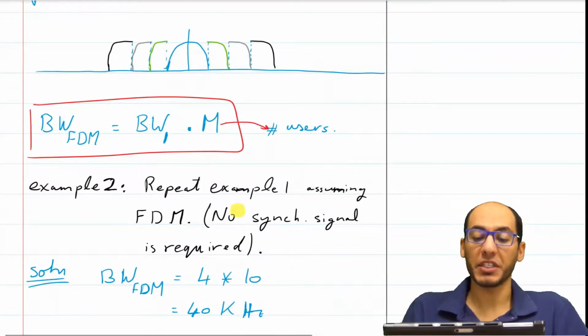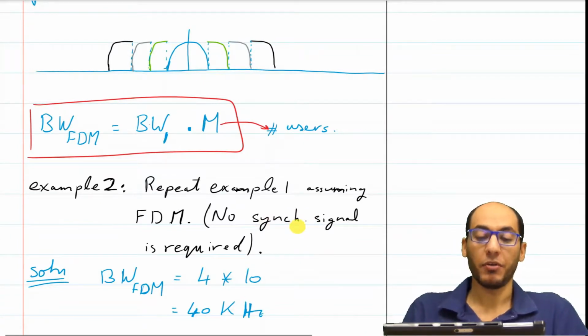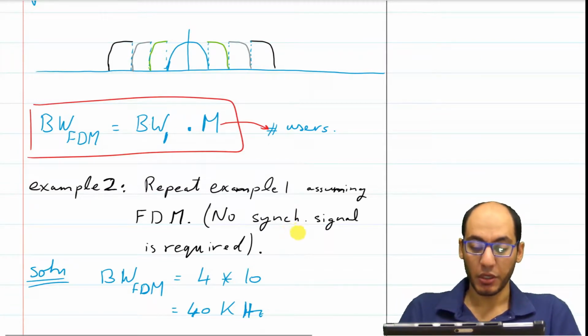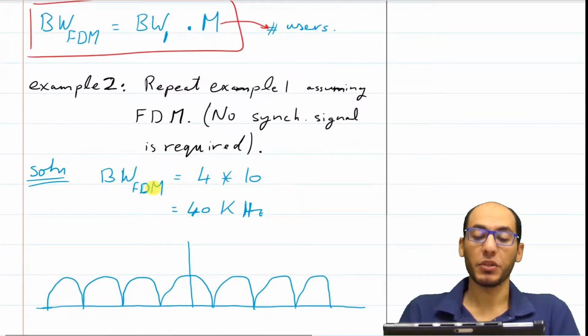Let's take a look at another example. We're going to repeat the same example using frequency division multiplexing. And remember, we do not need any synchronization signal anymore because the synchronization is used only in the time domain. Right now, there's no need to do any time domain analysis. So no need to do synchronization in the FDM. And right now, the frequency division multiplexing bandwidth is going to be 40 kilohertz.